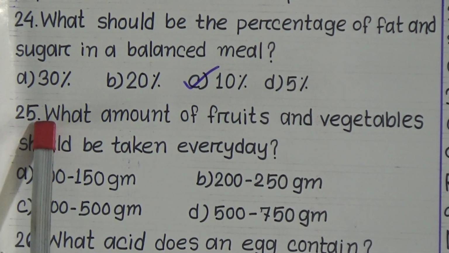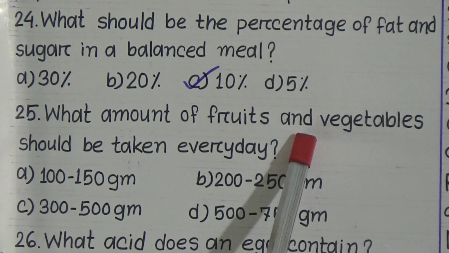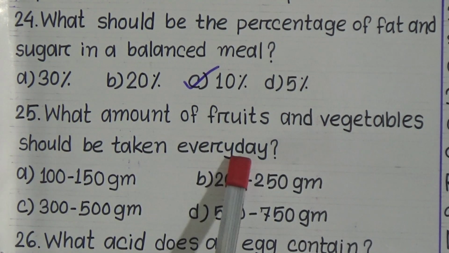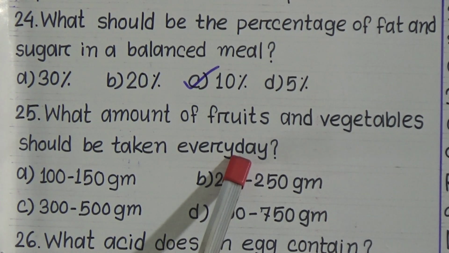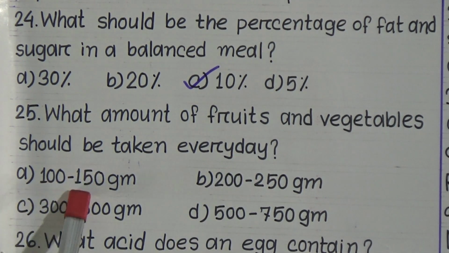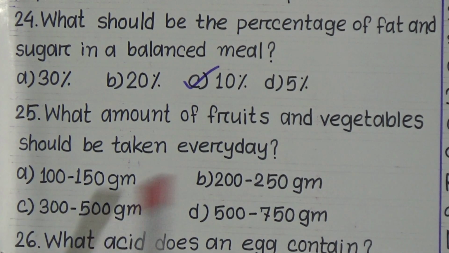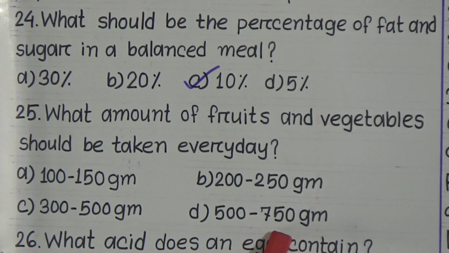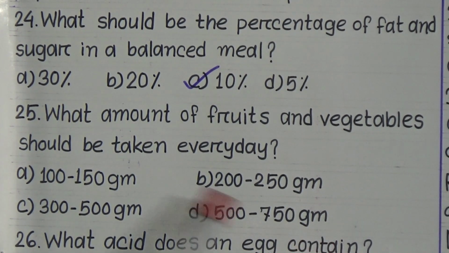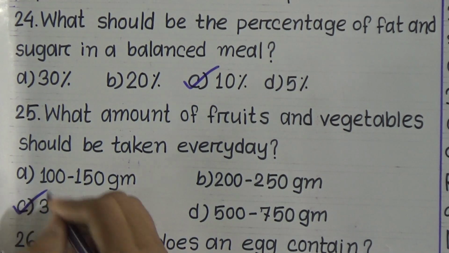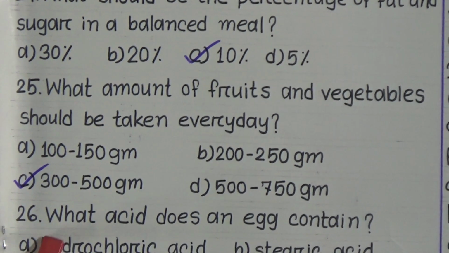Question number 25. What amount of fruits and vegetables should be taken every day? Our options are 100 to 150 gram, 200 to 250 gram, 300 to 500 gram, 500 to 750 gram. So here our correct answer will be option C, 300 to 500 gram. So I have to put a tick mark on option C.